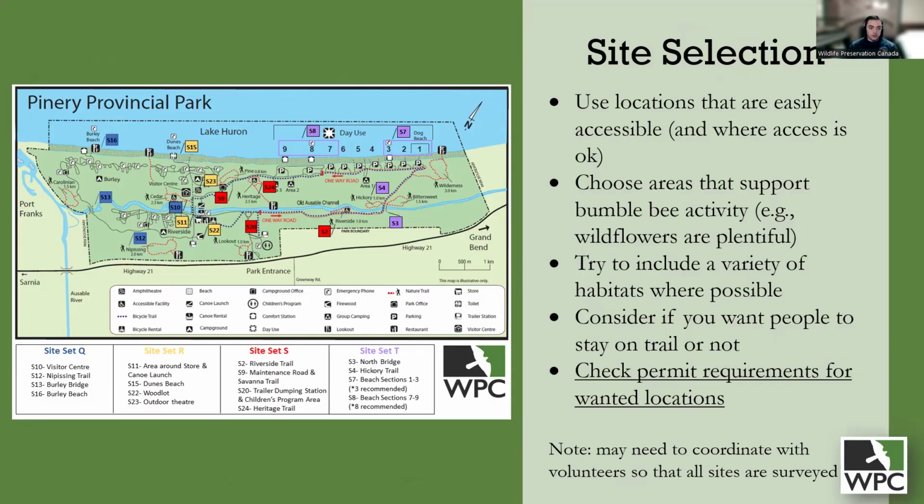So if you've got part of your property that is meadowy with a lot of low-growing wildflowers, but then you've got another part of your property where it's adjacent to a forest that also has some good wildflowers at the forest edge. It's good to have both of those habitat types, or more habitat types if you've got more on your property, to be included in your sites.